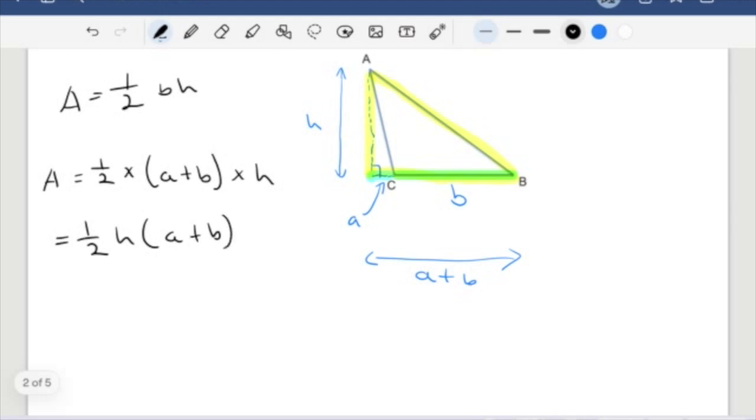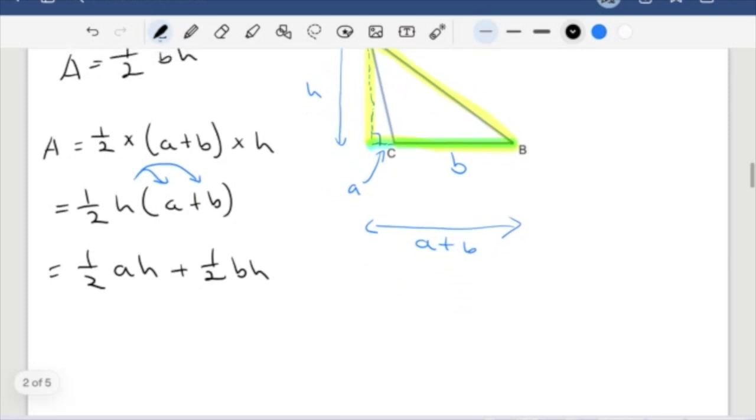Remember, when we have brackets in algebra, we can expand these, so the term on the outside is going to multiply by both of my inside terms. So this is going to give me half times, let's write it without the multiplication, half AH plus half BH. Pause this video now if you are confused about how we've done this. You may need to go over some algebra a little bit.